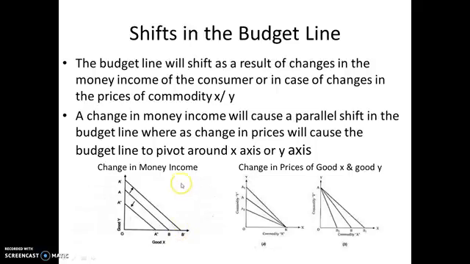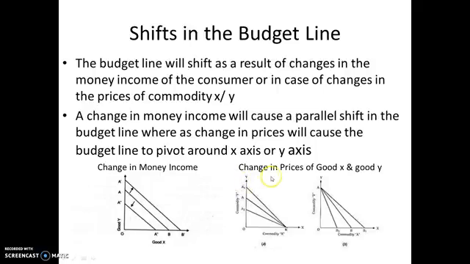If there is a change in the money income, like in the first figure, then the budget line will shift parallelly outwards or inwards depending on whether there is an increase in money income or a decrease. If there is an increase in money income, the budget line will shift outwards from AB to A'B'. If there is a fall in money income, the budget line will shift inwards from AB to A'B'.